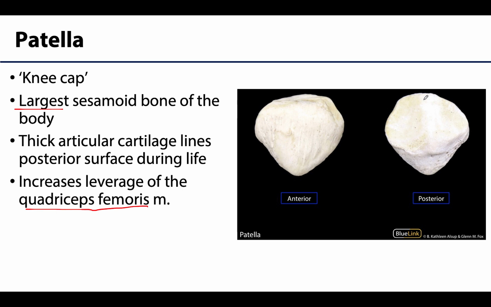You can see on this particular side, if you look at it closely, that this is nice and smooth on the posterior side because that is what's directly articulating with the femur, whereas it's a bit more robust on this anterior side because articular cartilage did not sit there during life.